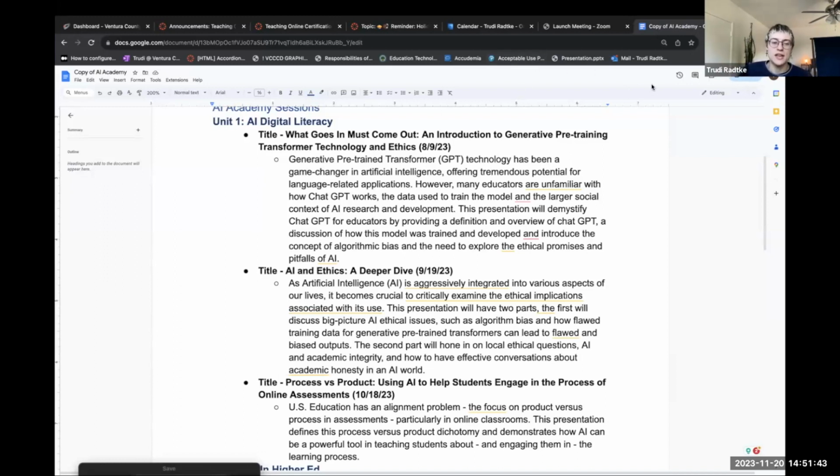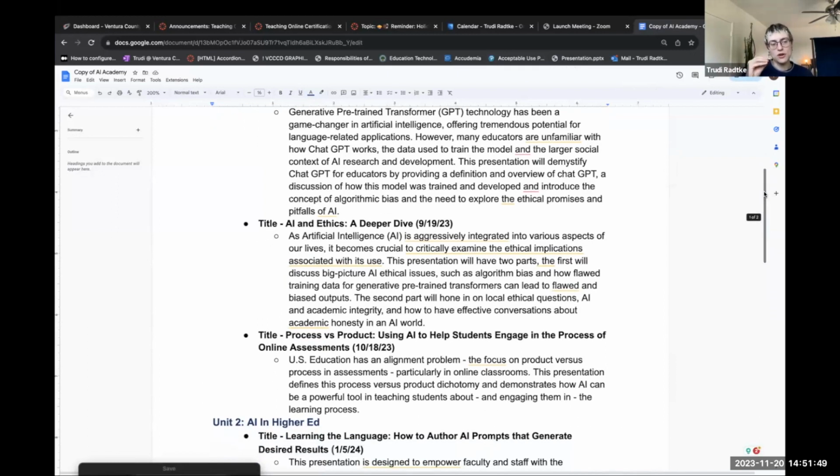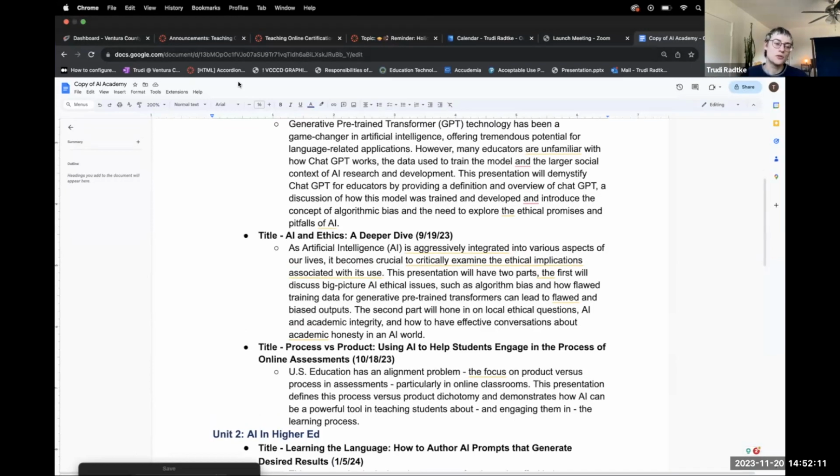The third session in AI and digital literacy is something we call process versus product. This is the heart of a lot of our trainings, which are centered around using AI to help students engage in the process of online assessment. The description is: US education has an alignment problem, the focus on product versus process in assessments, particularly in online classrooms. This presentation defines the process versus product dichotomy and demonstrates how AI can be a powerful tool in teaching students about and engaging them in the learning process.